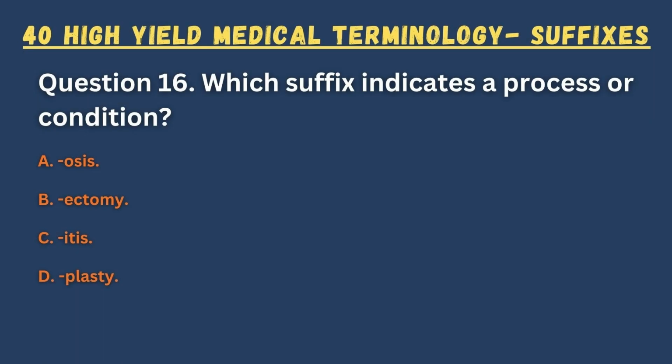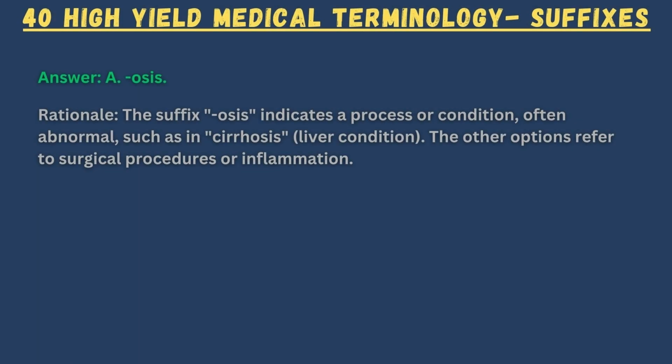Question 16. Which suffix indicates a process or condition? A. Ossis. B. Ectomy. C. Itis. D. Plasty. Answer, A. Ossis. Rationale: the suffix ossis indicates a process or condition, often abnormal, such as in cirrhosis, a liver condition. The other options refer to surgical procedures or inflammation.